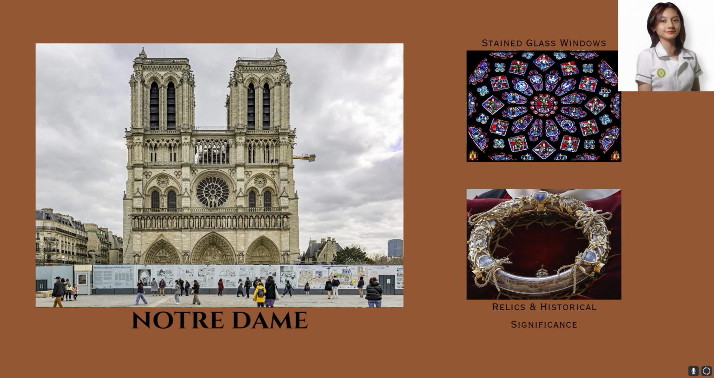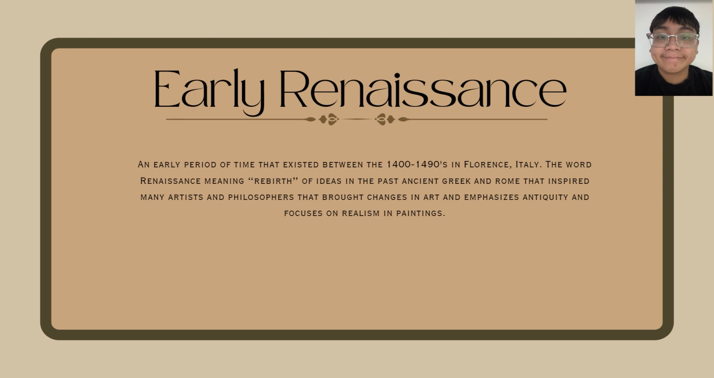color. The Notre Dame also houses several important relics, including the crown of thorns, which is believed to have been worn by Jesus Christ himself. The cathedral has been a site of significant historical events, including the coronation of Napoleon Bonaparte in 1804 and the beatification of Joan of Arc in 1909.